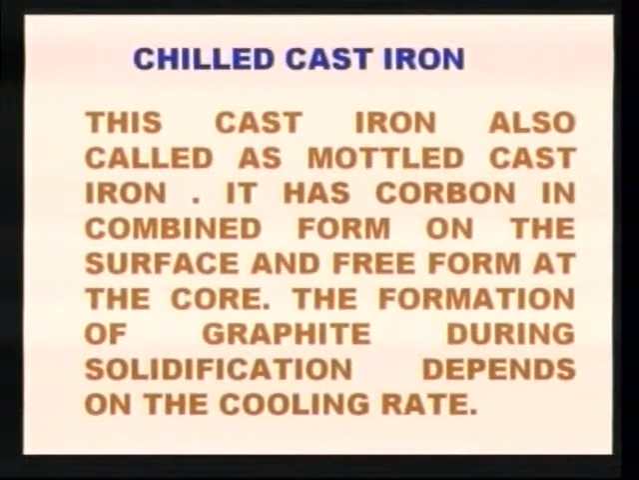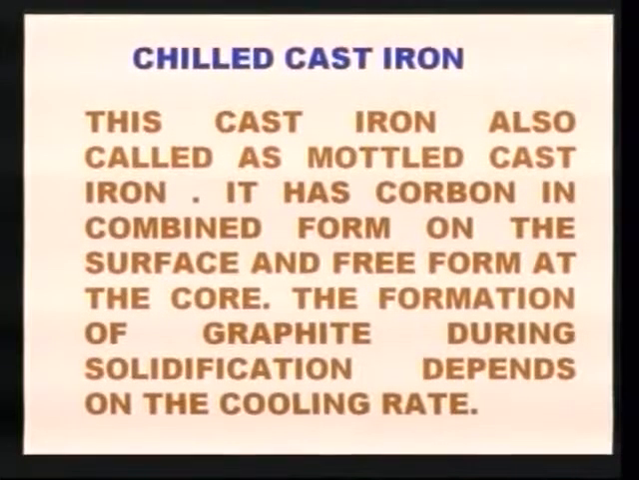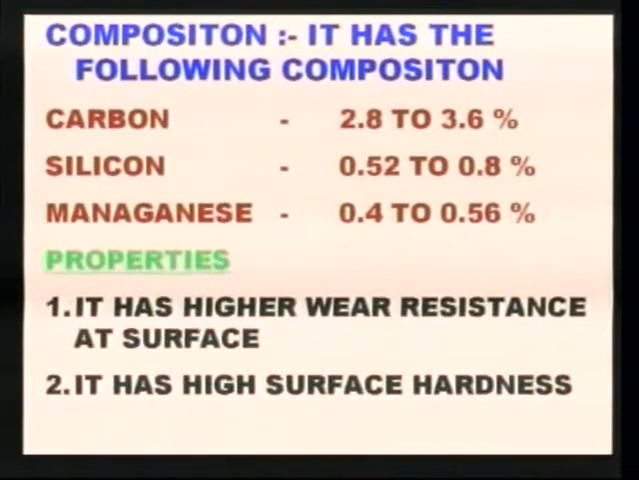Another type of cast iron is chilled cast iron. This cast iron, also called mottled cast iron, has carbon in combined form on the surface and free form at the core. The formation of graphite during solidification depends on the cooling rate. The composition of chilled cast iron is carbon from 2.8 to 3.6%, silicon from 0.5 to 0.8%, and manganese from 0.4 to 0.56%.